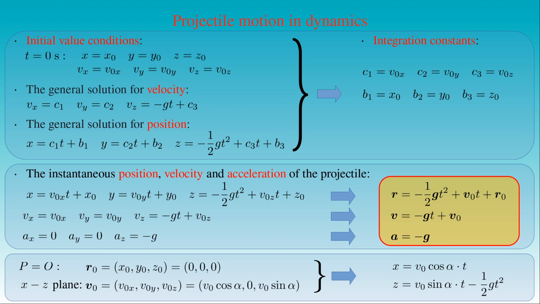In these equations the initial data are represented by the magnitude of the initial velocity and the angle of the launch, and these two parameters uniquely determine the motion of the projectile. If we express the time t from the first equation and substitute the result into the second one, we immediately see that the z-coordinate of the projectile is a quadratic function of its x-coordinate, that is the trajectory of the projectile is a parabola, as shown in the presentation of the projectile motion in kinematics.